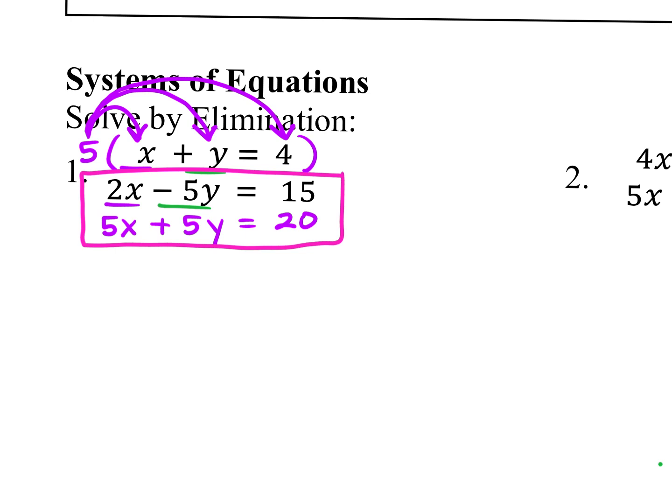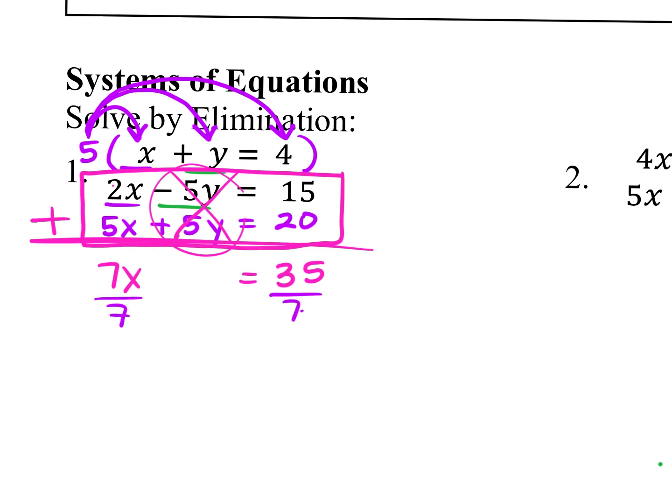How do I eliminate? What's my first step going to be? Add. If these are opposites, then we're going to add these together. So this is going to be 2x plus 5x is 7x. Negative 5y plus 5y is 0. So that goes away. Bring your equal sign down. 15 plus 20 is 35. So now you have 7x equals 35. What do we do? Divide. So we're going to divide by 7, divide by 7. So x is 5. Are we done?